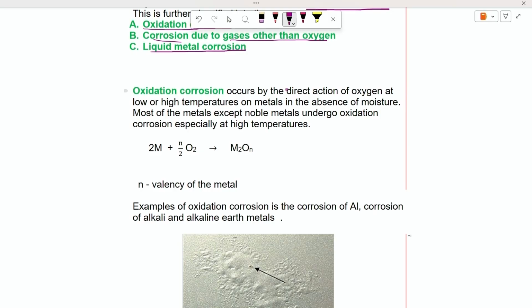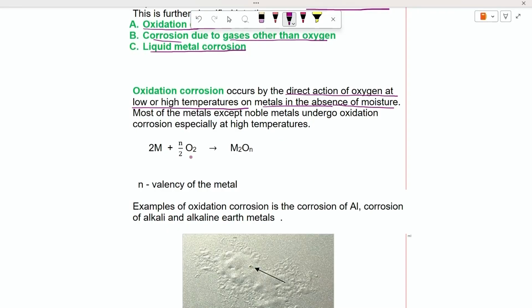Oxidation corrosion occurs by direct action of oxygen at low or high temperatures on the metal, and of course, it is in the absence of moisture. Most metals, except noble metals, undergo oxidation corrosion, especially at high temperatures, and even some active metals undergo oxidation corrosion at room temperature. The reaction is: metal combines with oxygen to form the corresponding metal oxide, where n represents the valency of the metal.